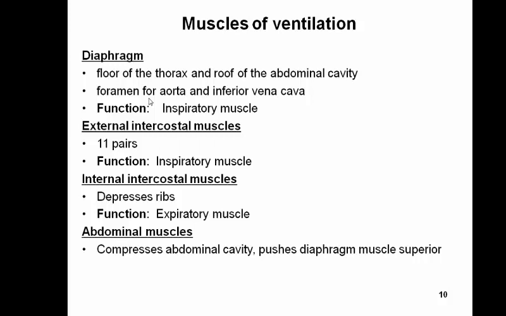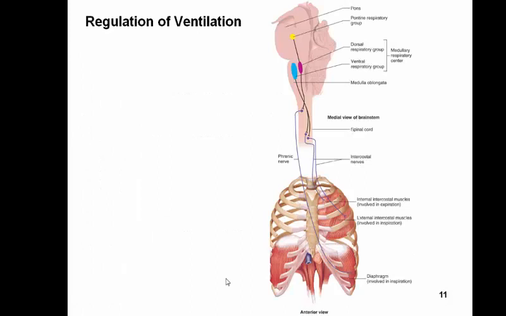The abdominal muscles will compress the abdominal cavity, assisting the superior movement or the superior push of the diaphragm to reduce the volume of the thoracic cavity. And so it functions as an assistive expiratory muscle. Now, muscles carry out the mechanical action, but what drives the muscles?